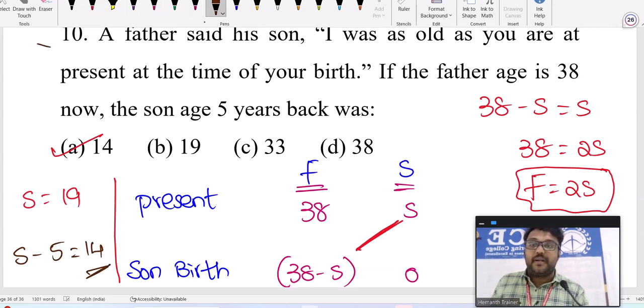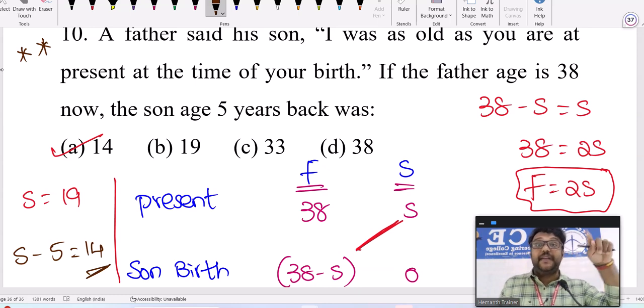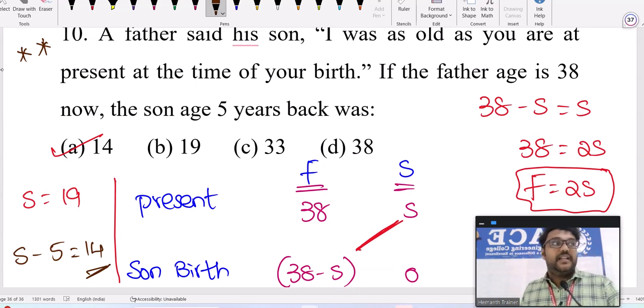This question is very important, and understanding it is a bit difficult. Keep in mind that for twice as old as, F equal to 3S should come. If the father is thrice the son, then the statement 'I was twice as old as you are now at the time of your birth' will hold good. If F equals 3S, then only that statement holds. The son is 5 years back.